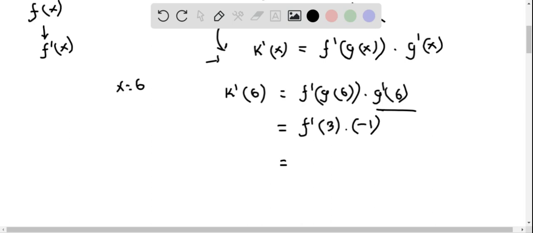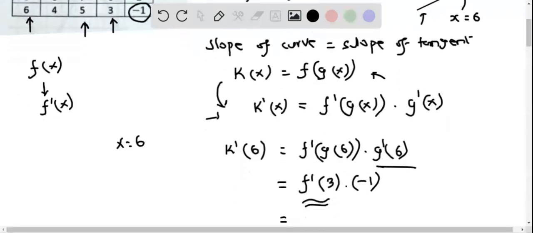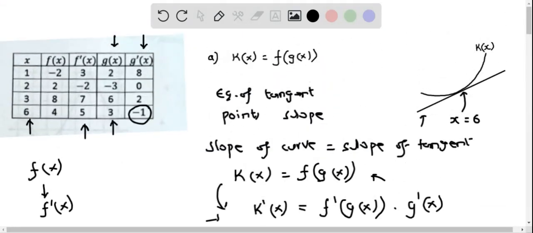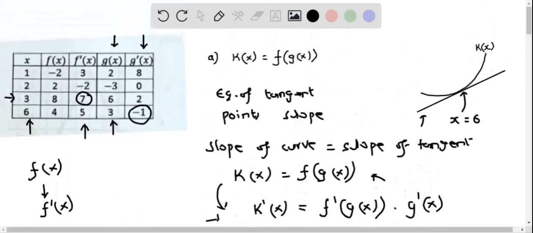Now we need f prime of 3. We can find this from the table. For that, I'm going to use this column, and since I have to find f prime of 3, I look at x equal to 3. So f prime of 3 is 7. So we get 7 times negative 1, and this equals negative 7. So we found the slope of the curve at x equal to 6 is negative 7. And this means the slope of the tangent is also negative 7.